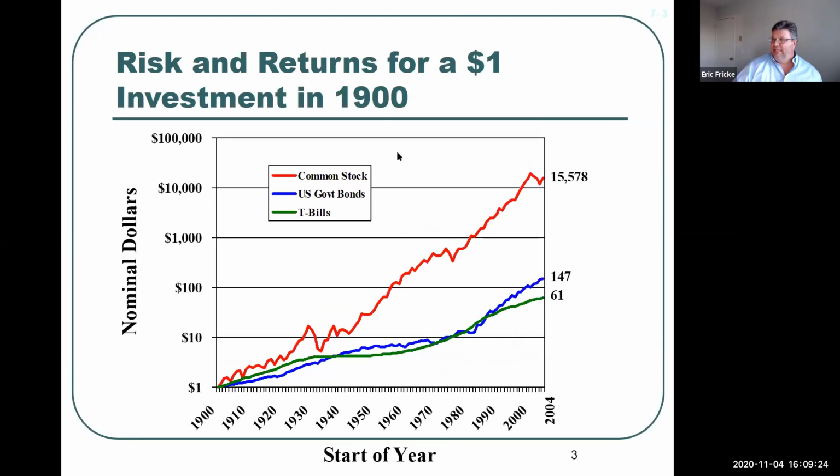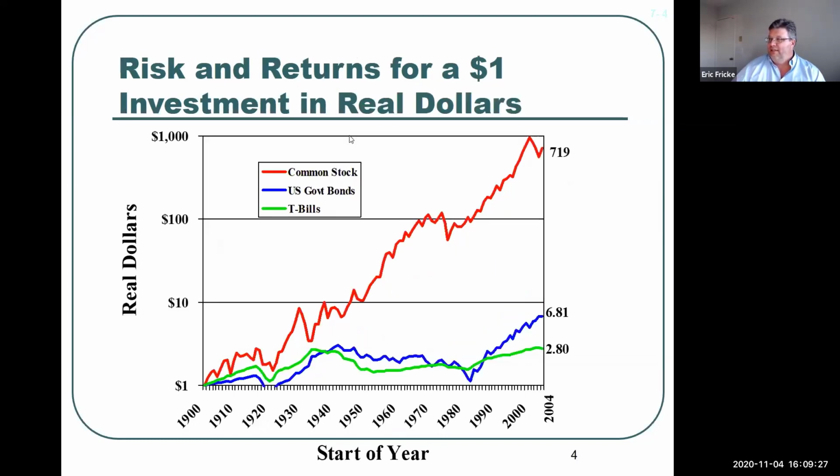So this slide, I just changed the slide. It's hard to see, but right now it says real dollars. So this is the exact same slide as the last one, except we've taken out inflation, right? What this really does is show you purchasing power, so you can compare your purchasing power in 2004 to your purchasing power in 1900. And you can see the red line shows that after over 100 years, your purchasing power goes up by 700%, right?